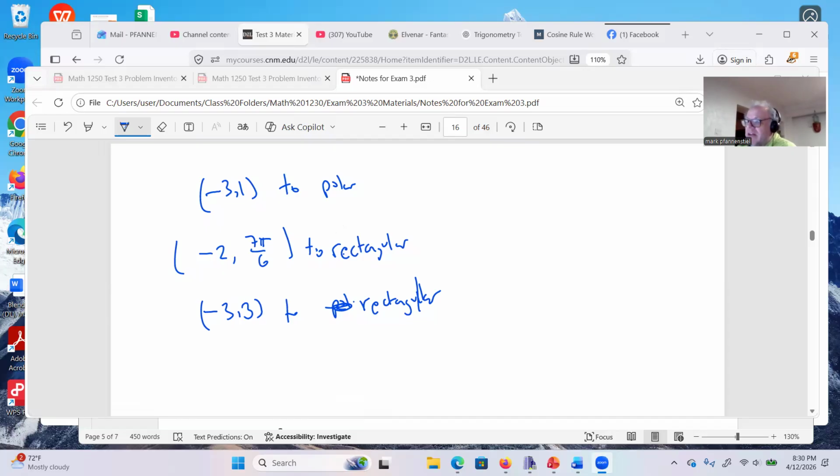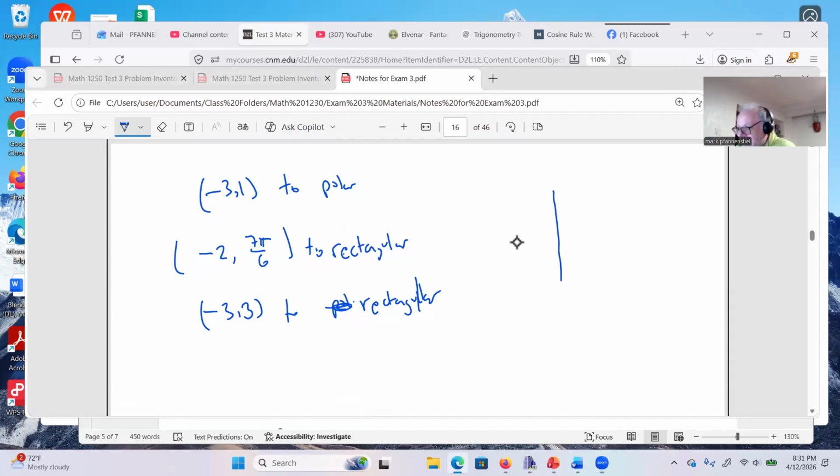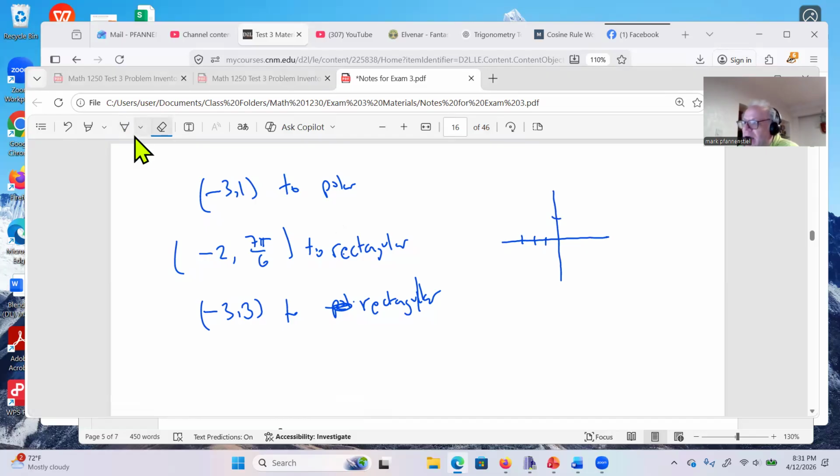Okay, so it tells you we want to convert (-3, 1) to polar coordinates. My advice is draw the point. 1, 2, 3, 1. We're looking at this point right here. Now you might want to memorize the formulas for this, but if you draw the picture, you won't ever have to memorize the formula. So what happens here is we have (-3, 1).